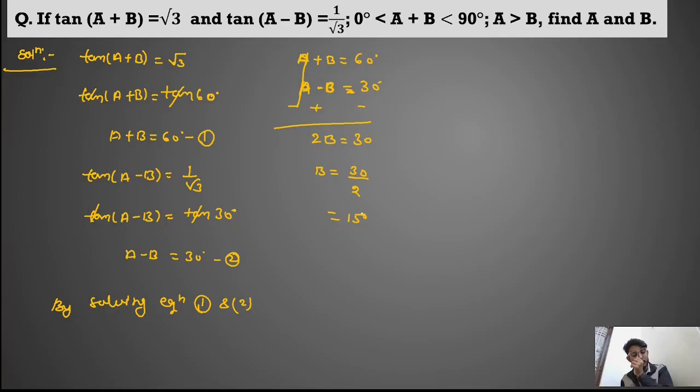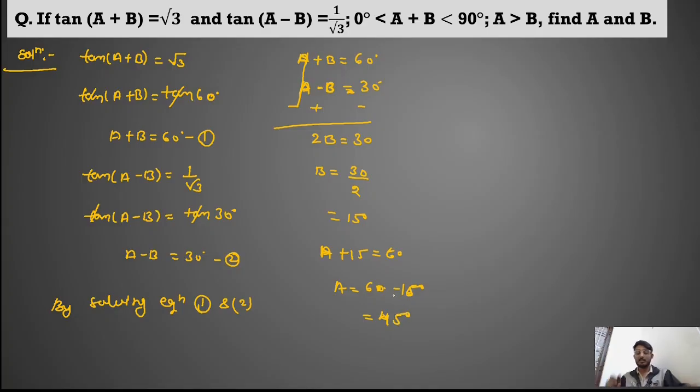You can put the value of b in equation number first, so a plus 15 equals 60. So value of a is 60 minus 15, so you will get 45.